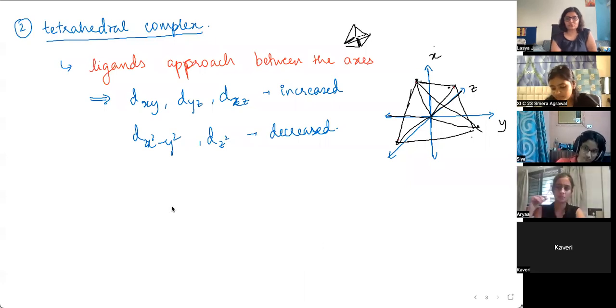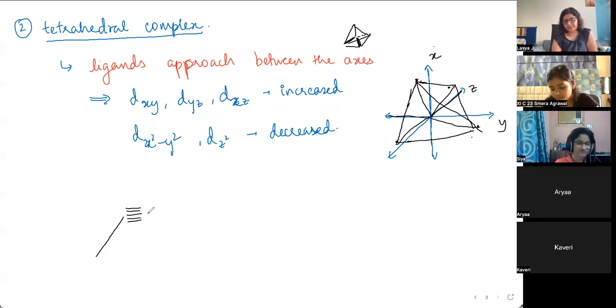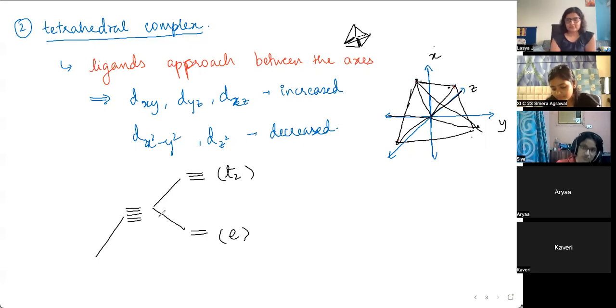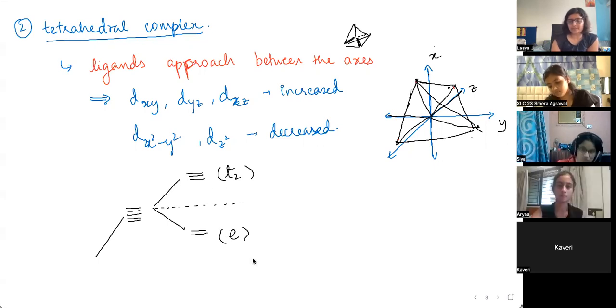So if we were to go with the previous notation, it's increased. The splitting happens in the reverse direction. So the T2 orbitals have higher energy, and the E orbitals have lower energy. Everything else, the concept remains the same. The notation is slightly different. Since we are talking about tetrahedral complexes, this splitting energy is denoted by delta T.